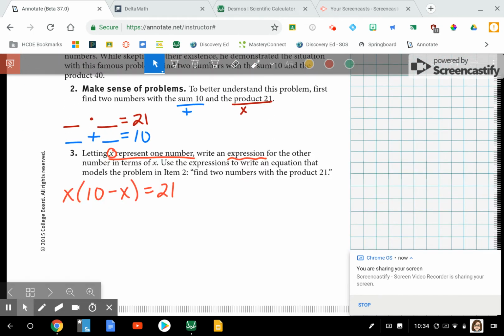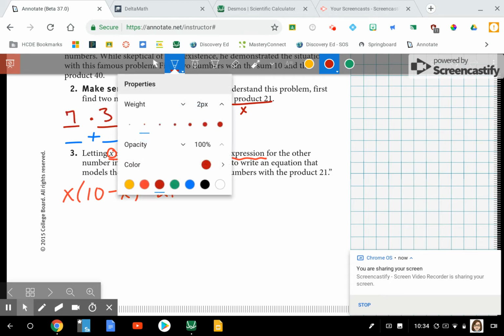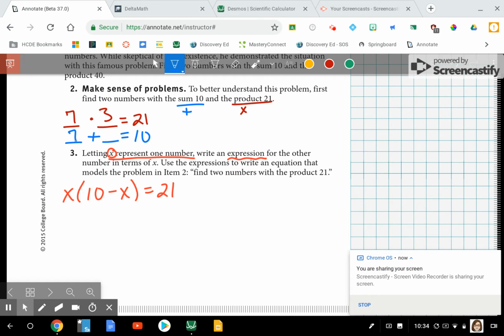So let's look at this problem. We want to figure out what two numbers sum to 10 and have a product of 21. Remember, sum means add, product means multiply. So take a second on your own to think about that. You should have gotten 7 and 3, because 7 times 3 is 21, and 7 plus 3 is 10.